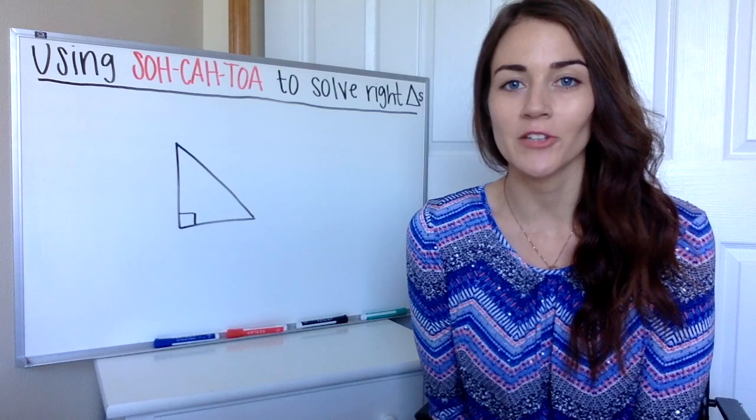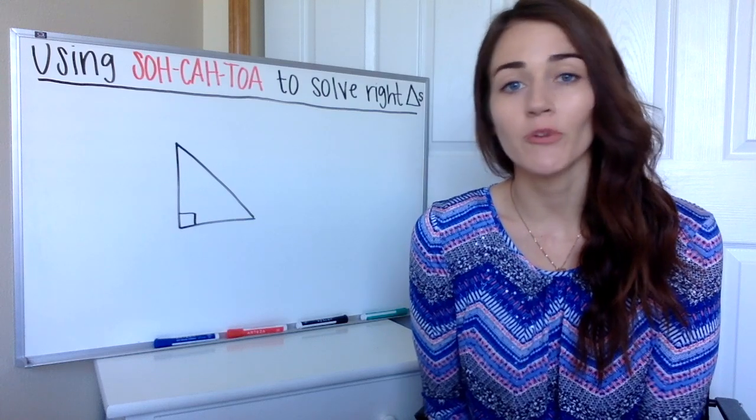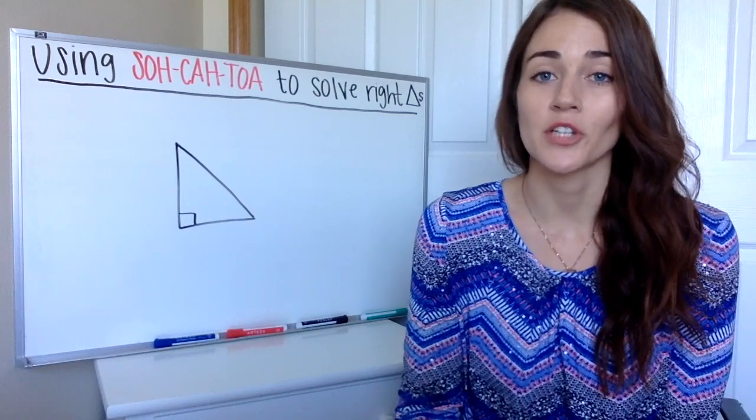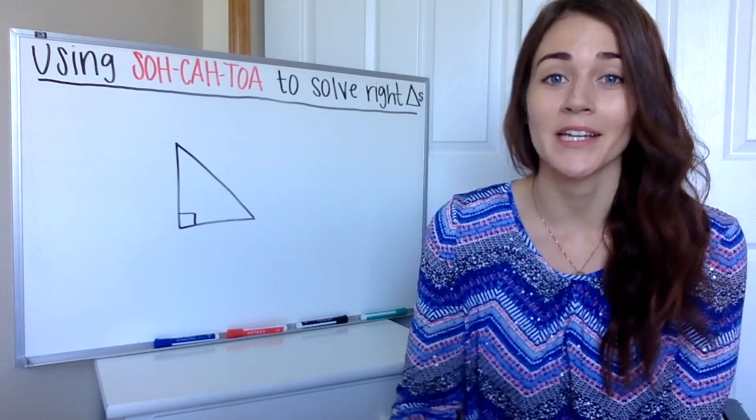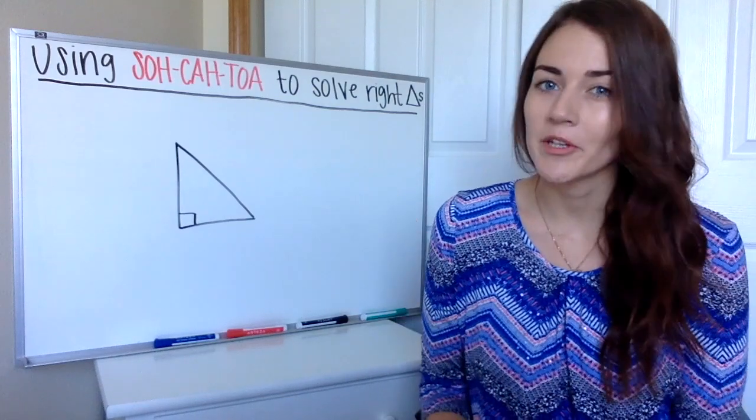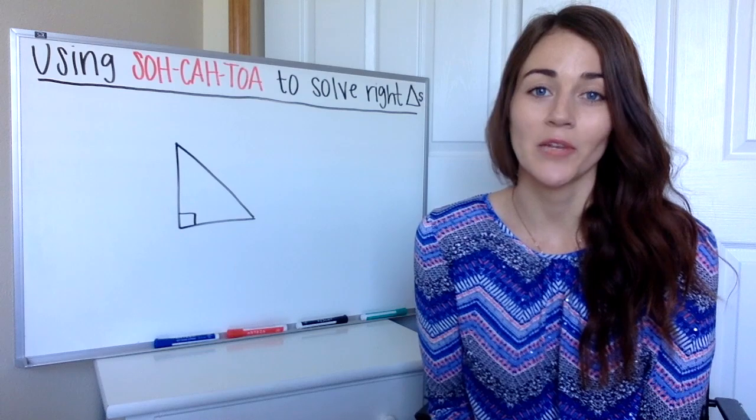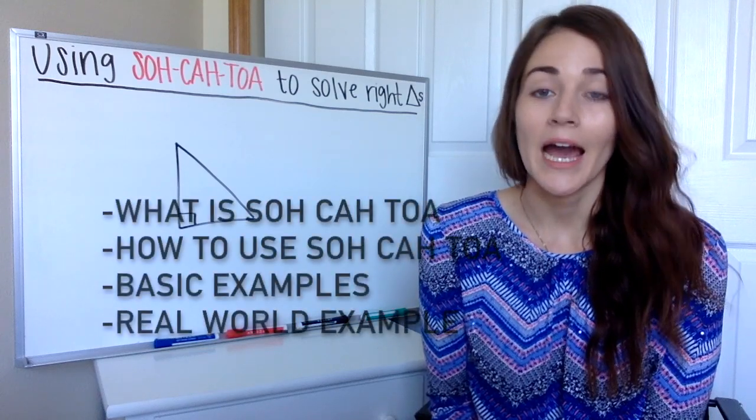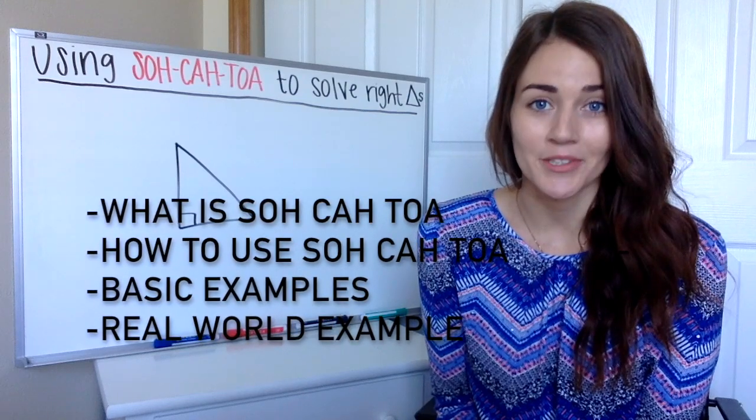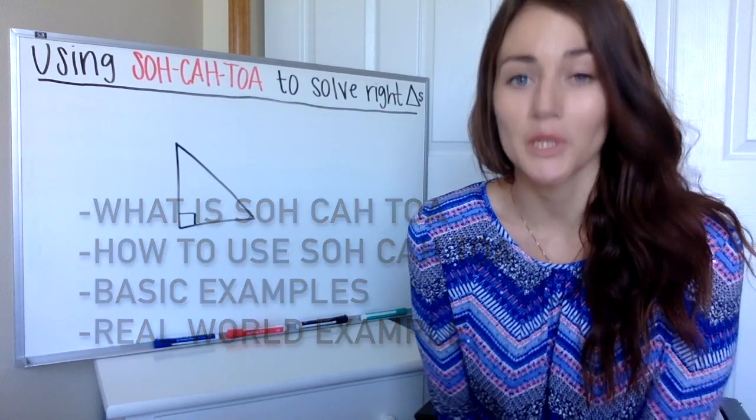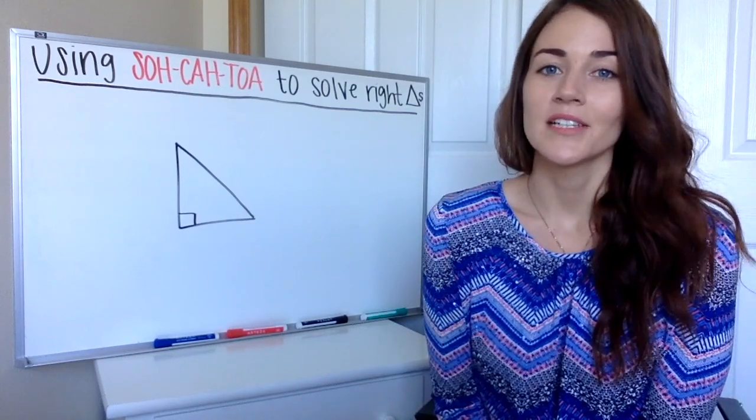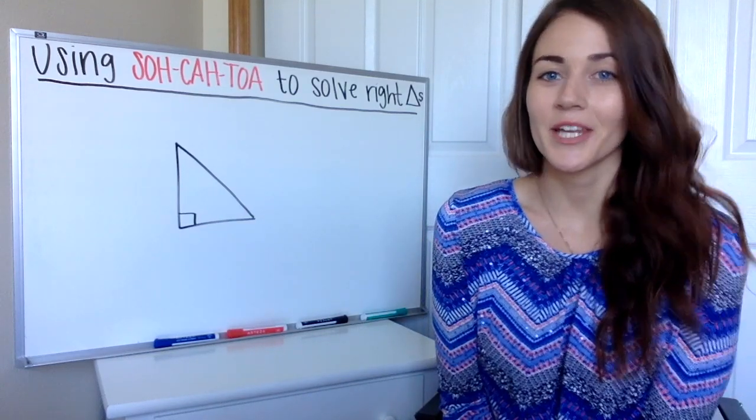Today we're going to be taking a look at a strategy to solve for a side or an angle of a right triangle. This strategy is using our trig functions, sine, cosine, and tangent, and this little phrase we call Sohcahtoa. Maybe you've heard it before. Today I'll be explaining what Sohcahtoa is, how we use Sohcahtoa, and then we'll put it to work in some examples. We'll end with a real-world problem, so you can see how you could actually use this for things in the real world. So if any of that sounds interesting to you, keep watching.